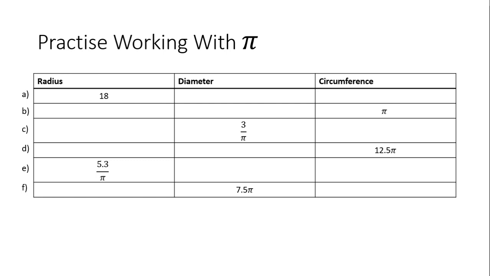So here I'm giving you some radiuses, or radii, diameters, and circumferences, and I'm asking you to find the missing value. So if the radius of a circle is 18, you should be able to work out its diameter. Remember, the diameter is just 2 radiuses. And you should be able to work out the circumference using the formula either 2 pi r or pi times diameter. Hit pause if you need a minute to copy this table and fill in your answers.